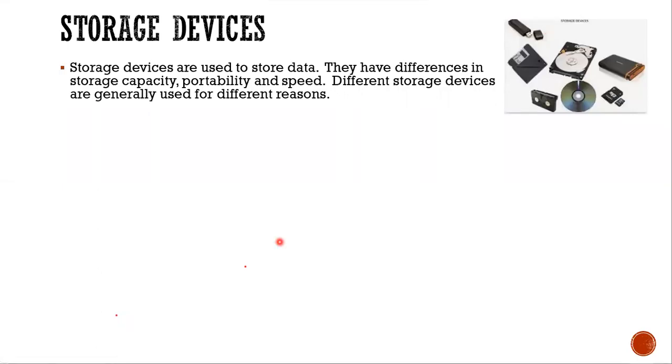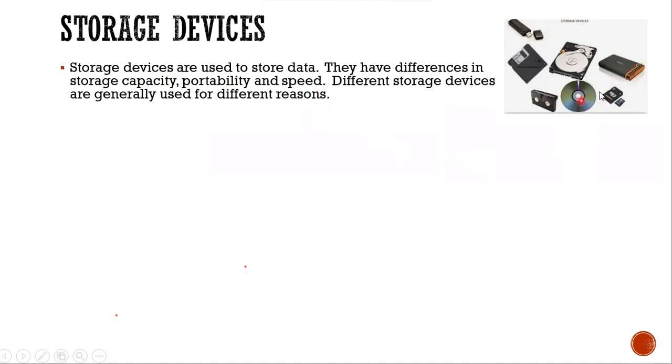This is part 3. We are discussing storage devices. It's part 3 of basic concepts of computing. We're looking at storage devices. Storage devices are used to store data. They have differences in storage capacity, portability, and speed. Different storage devices are generally used for different reasons.